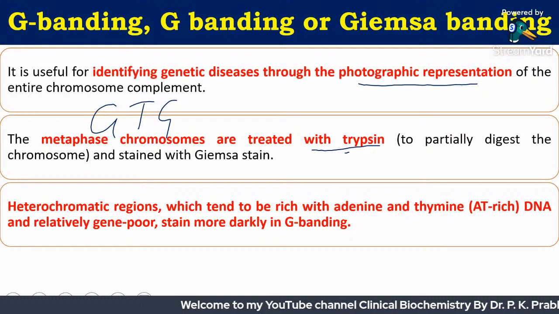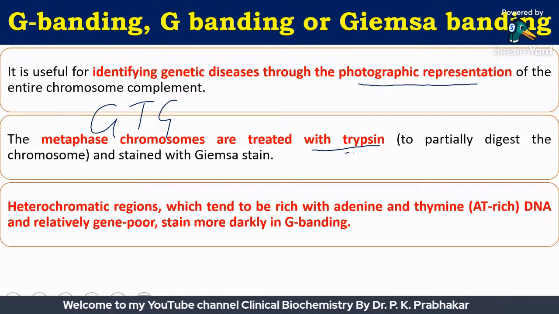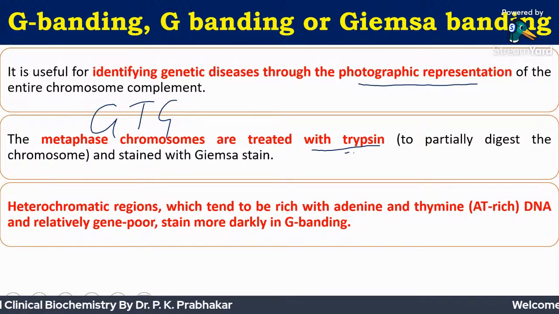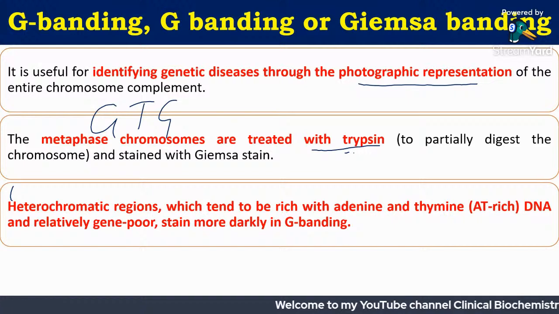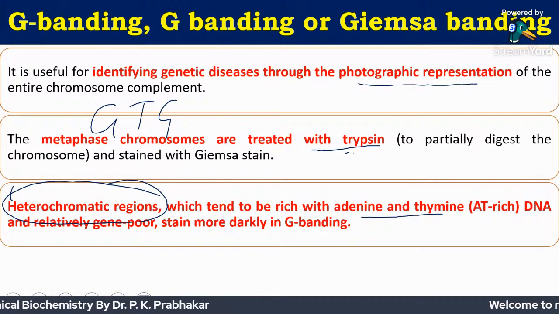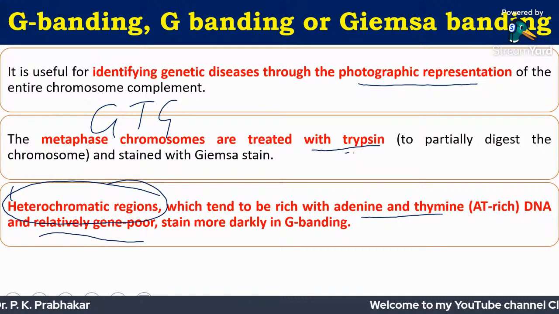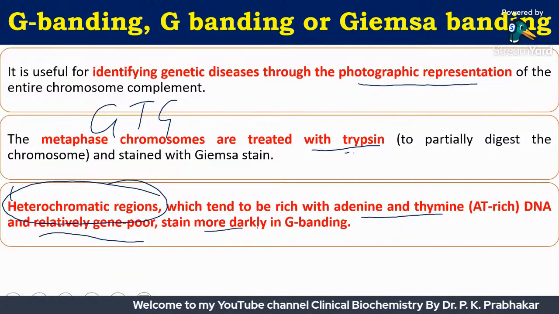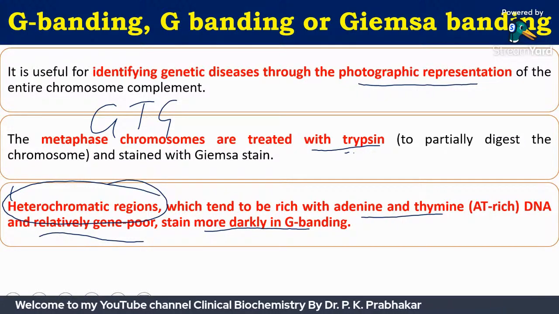Once you treat with the trypsin and then stain with the Giemsa, we see two different regions. One we are going to call heterochromatin regions, which tend to be rich in adenine and thymine. They are relatively gene poor, and you can call them transcriptionally inactive. They take up the stain more darkly in the G banding pattern, so they will be more intensely colored.